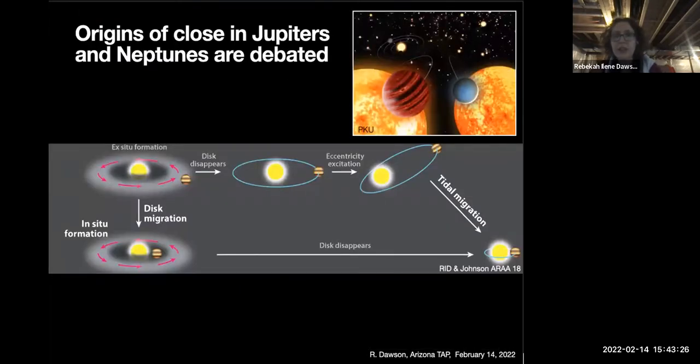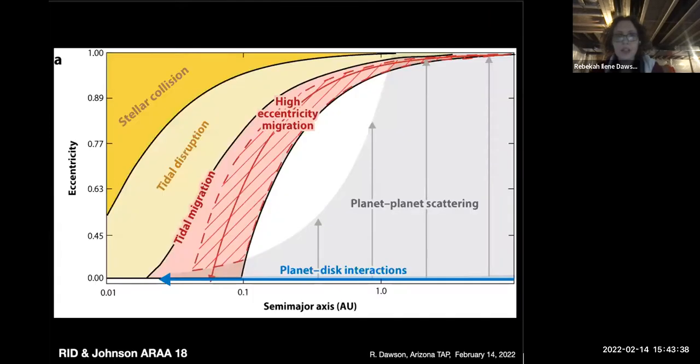So as we try to make headway on this debate and learn about these different origins channels, another really important property to look at is the eccentricity of the planet. So this now is a cartoon of eccentricity versus semi-major axis. Earth is at 1 astronomical unit. We call a hot Jupiter something that's within 0.1 astronomical units.